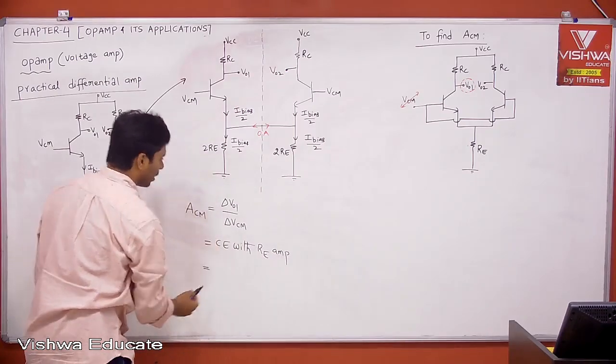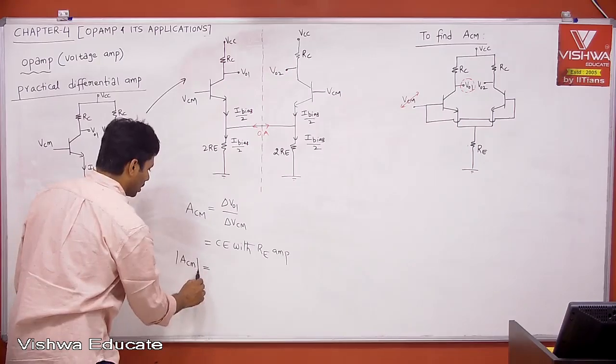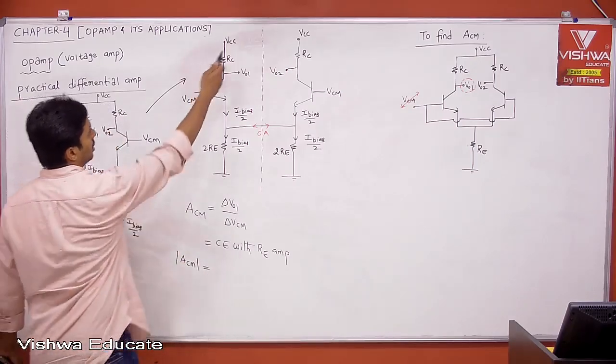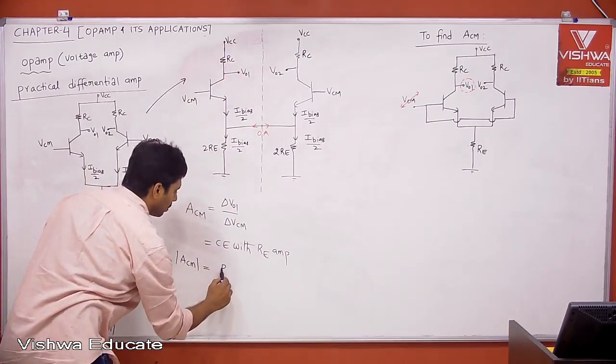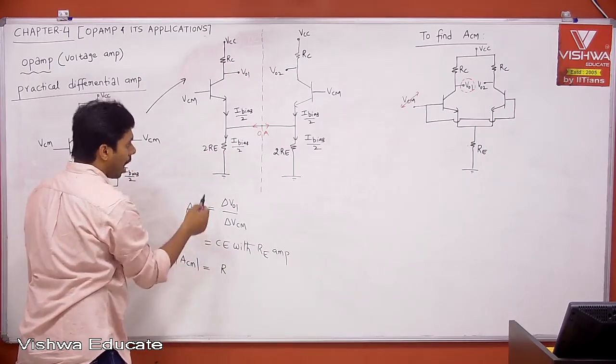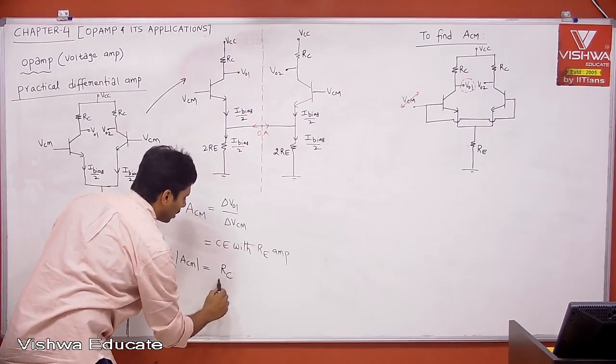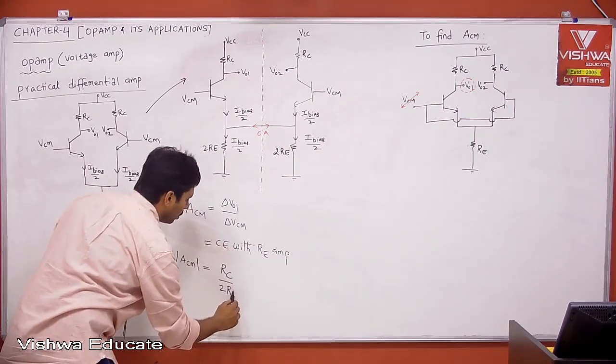What is CE with RE amplifier gain? Okay, I'm just taking mod ACM now. Common mode gain is equal to what? RC divided by 2RE. Because this is a very high value, the practical current source resistance value, or practically we will take the RE value very high in the differential amplifier. Therefore, RC divided by 2RE.